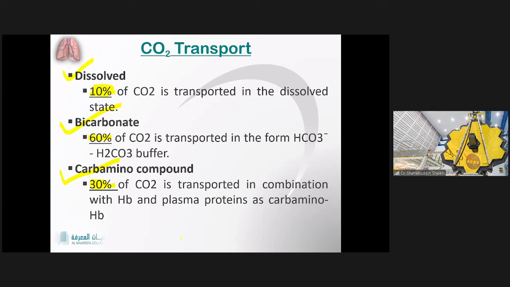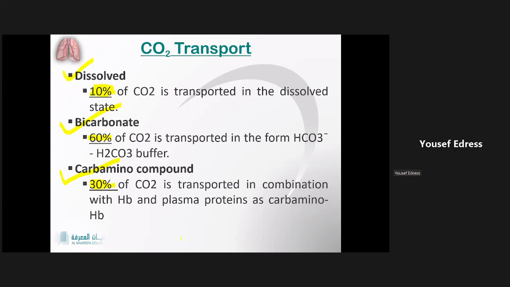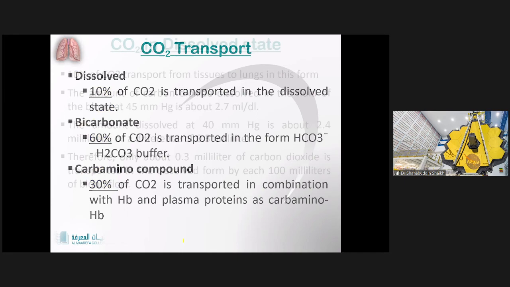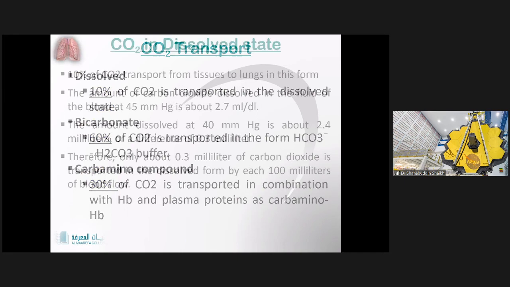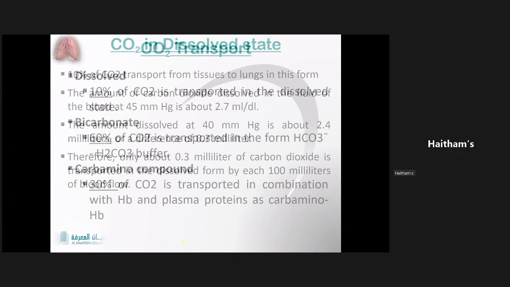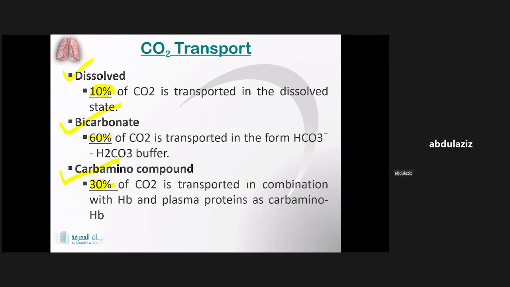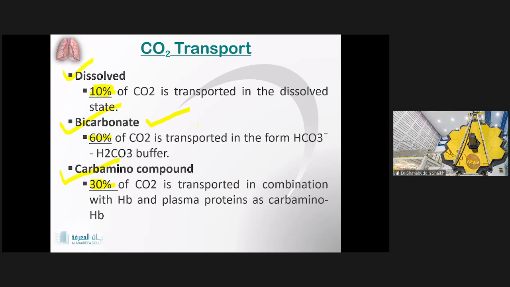Can you remember this? Which is the major method of CO2 transport? Bicarbonate. Now I'll ask more questions about this. Chloride shift occurs in which form of CO2 transport? Bicarbonate. Very good. I'll ask the question again. Chloride shift occurs in which type of CO2 transport? Is it dissolved, bicarbonate, or carbamino compound? Bicarbonate. This is the answer.